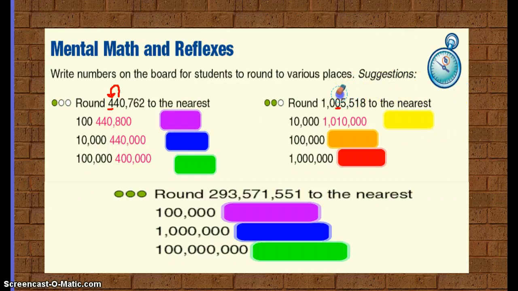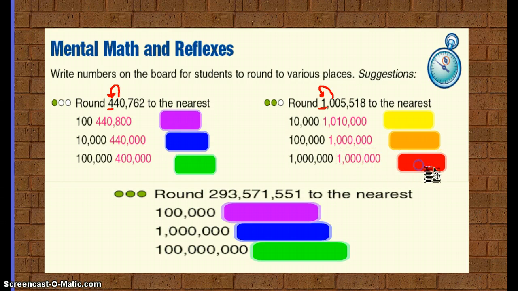Next one, it's telling me to round to the 100,000s place. So I underline the 100,000s place. The one to the right of it is telling me, you know what, I'm going to leave that alone. So it's going to be just plain old 1 million. And the last one, it's telling me to round to the 1 millions place. So I'm going to underline 1 million. The place value to the right of it is a 0. That's telling me to leave it alone. So it's going to be plain old 1 million.